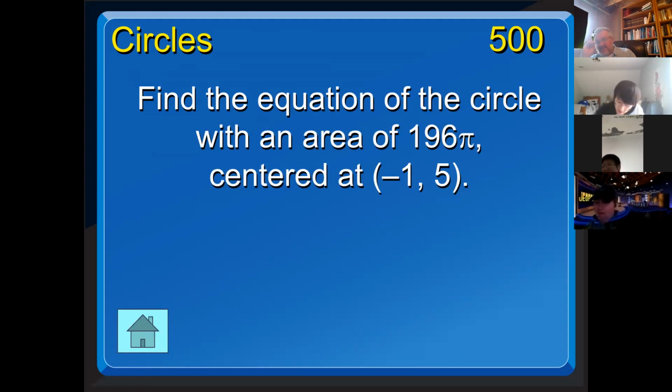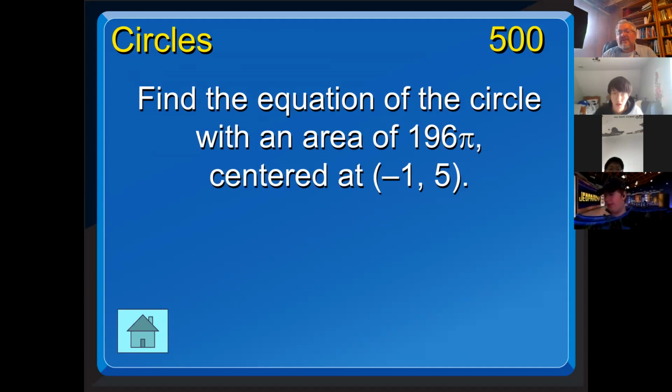It is x plus 1 squared plus y minus 5 squared equals 14. No, that's not right. Gavin, you want to try it? x plus 1 squared plus y minus 5 squared equals 24.81, roughly. No, because that's the square root of 196.